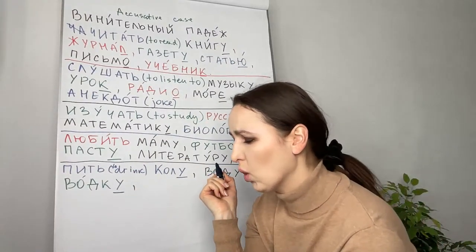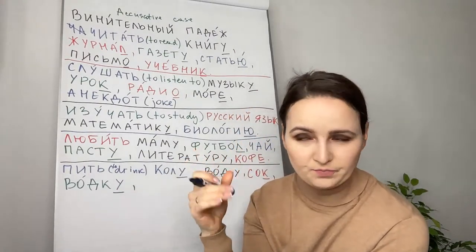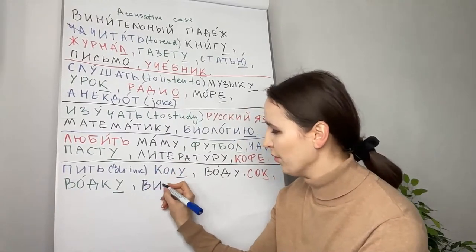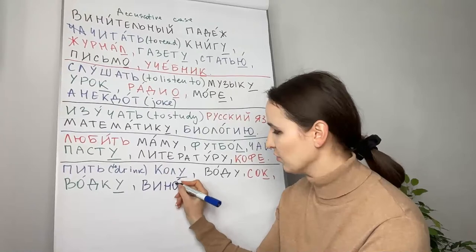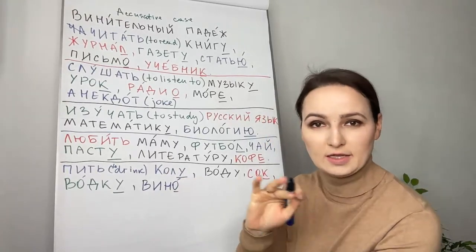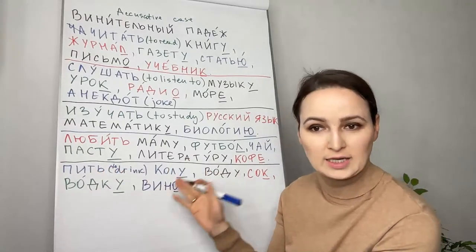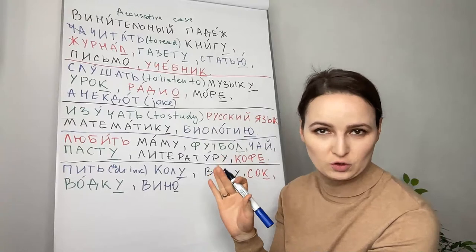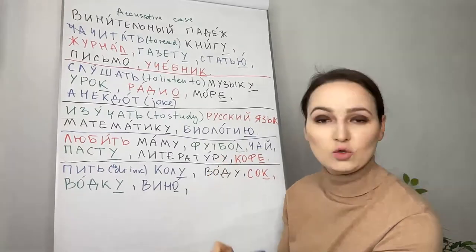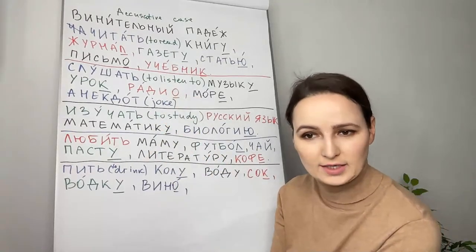Вино. Wine. Давайте напишем. Вино. It ends in о, so it's neuter. Nothing will happen with this word. Пить вино. To drink wine. Я не пью вино. I don't drink wine. And вино will remain the same. Or он пьет вино. He drinks wine.